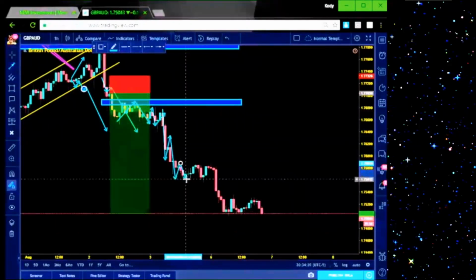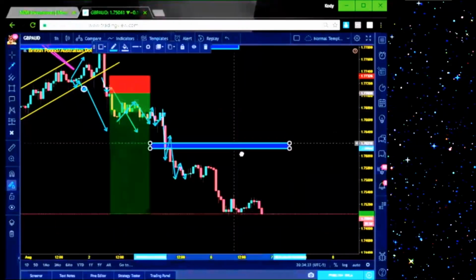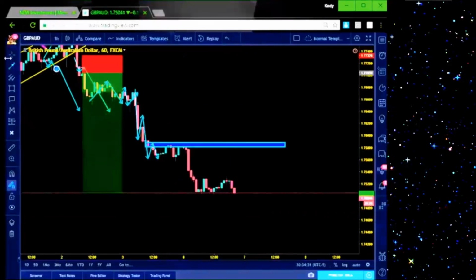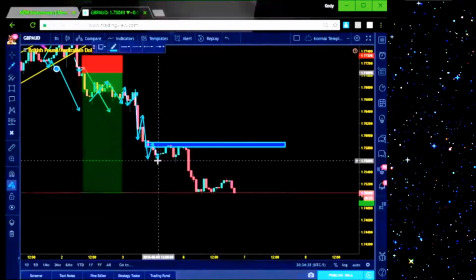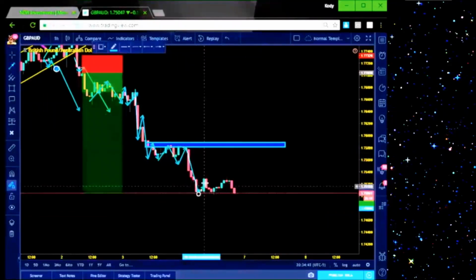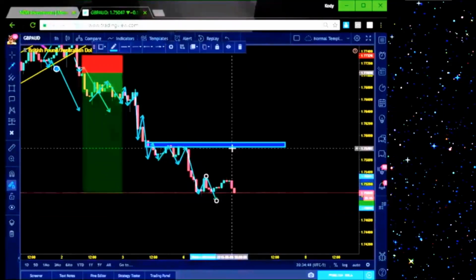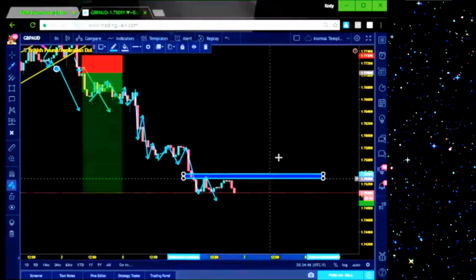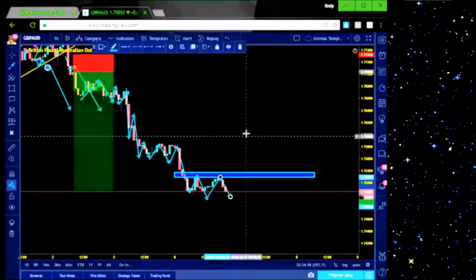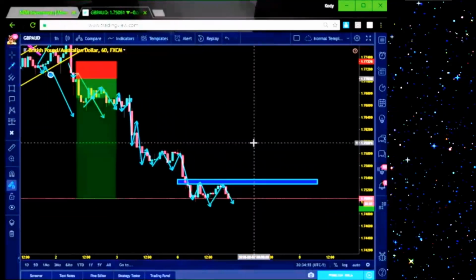Somebody tell me, does structure ever break in here? Where's structure right now? Why would you exit the trade? There's no reason to exit the trade.